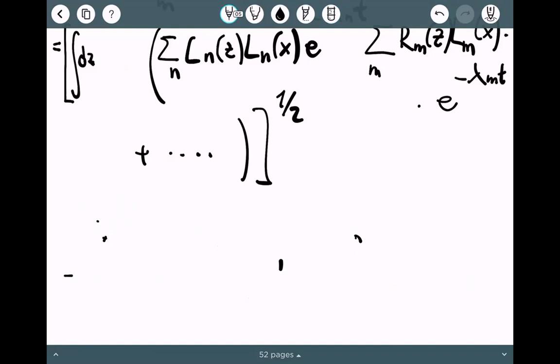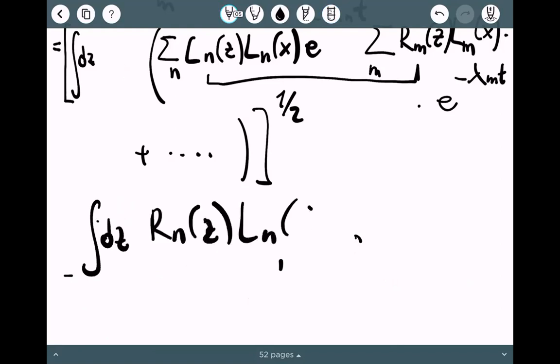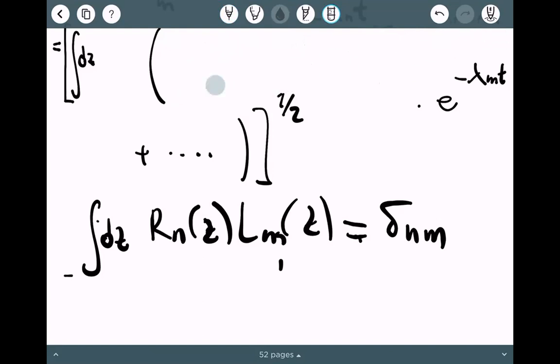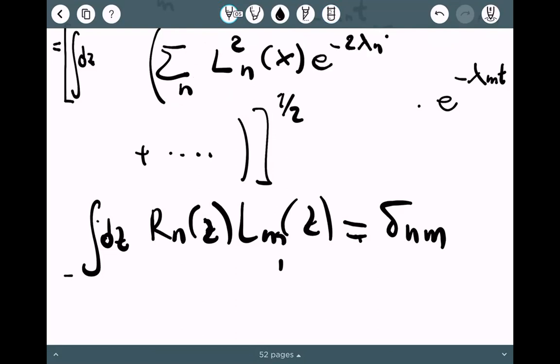I get the left. But now you see what happens. I get a nice left-right integral, and that's the only part that depends on z. So now I can do the integral dz, right n of z, left n of z, and I know that this is going to be delta n of m. So what this part has given out as a result is, I have a single sum now. I have a left n of x squared, and I have e to the negative 2 lambda n tau.